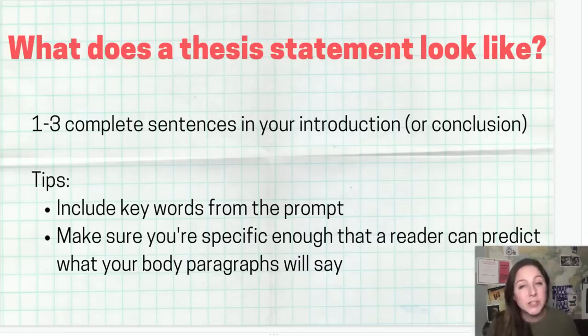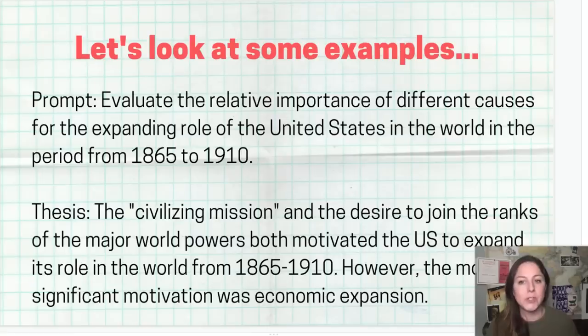Okay, let's look at two examples really quickly. So here's a US history example. This is actually from the DBQ last year. The DBQ last year asked, evaluate the relative importance of different causes for the expanding role of the United States in the world in the period from 1865 to 1910.